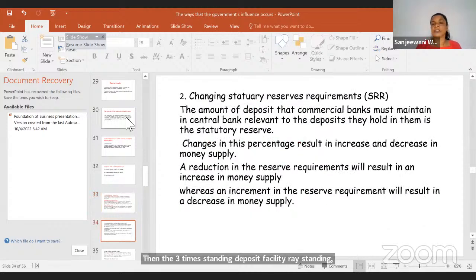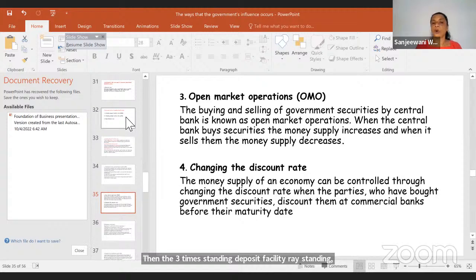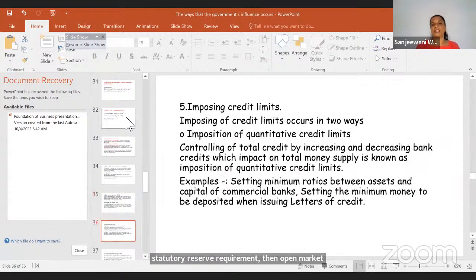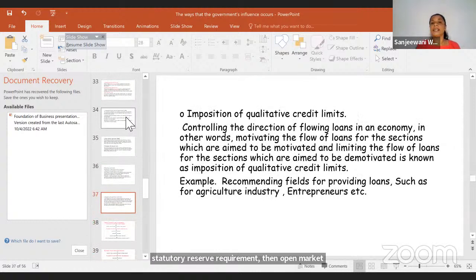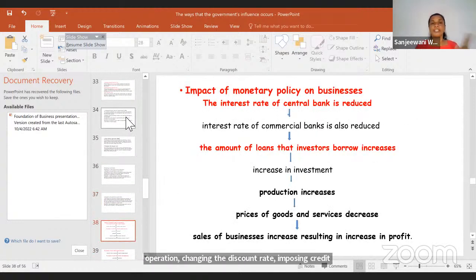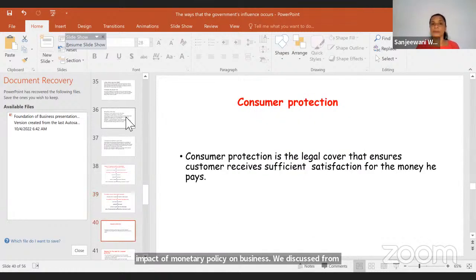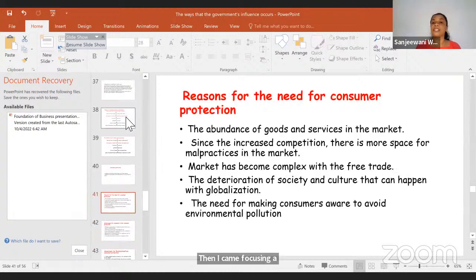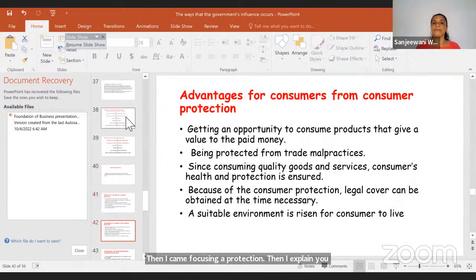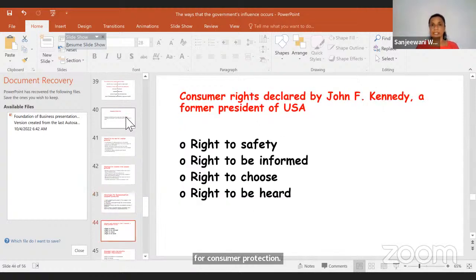Then changing the statutory reserve requirement, then open market operation, change in the discount rate, imposing credit limits. Then qualitative and quantitative are the two types of credit limits. Then the impact of monetary policy on business, we discussed from both sides. Then I came to consumer protection. Then I explained what consumer protection is and the reasons for the need for consumer protection, right? Advantages of consumer protection for consumers as well as for businessmen.